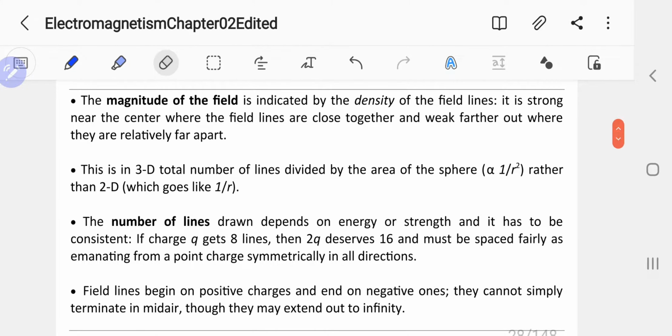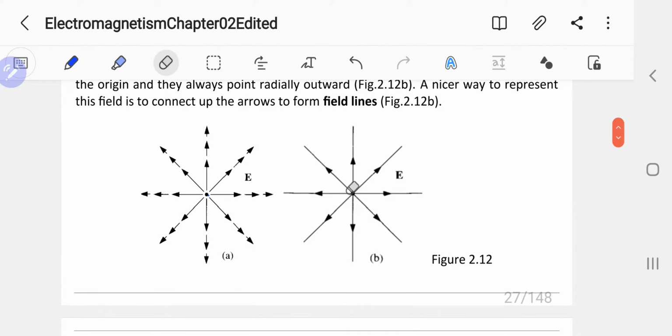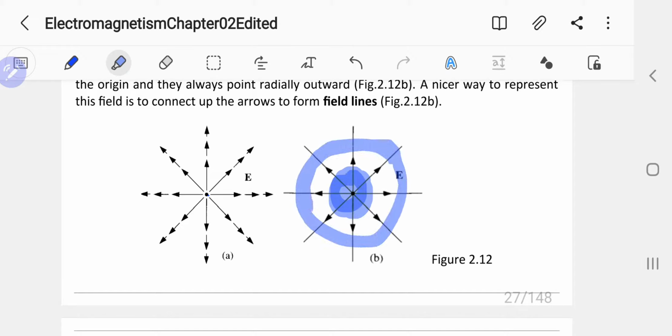In this representation, you have stronger electric field around here, because the concentration of the lines is more dense in this area than in this area. So the electric field here is much weaker than here. As you can also see in another representation, here you have longer magnitude near the charge, and then it gets smaller far away from the charge.